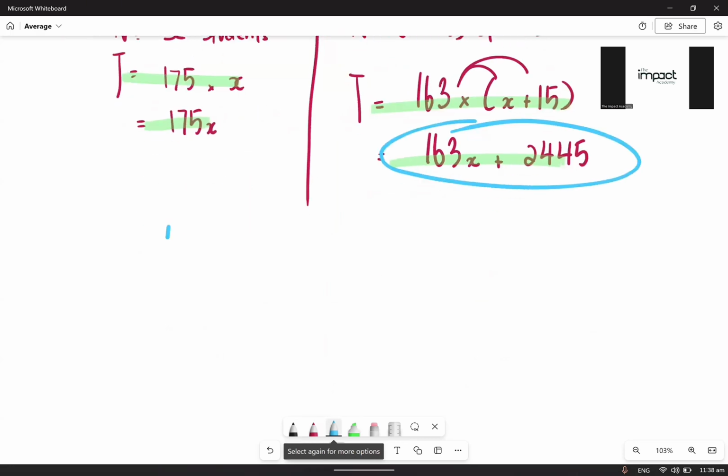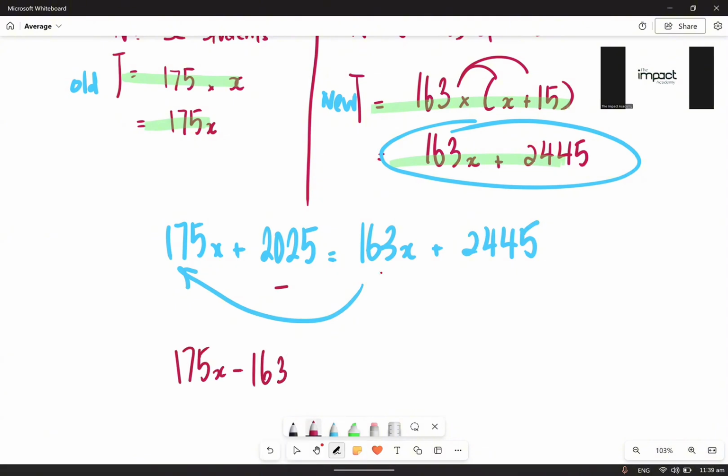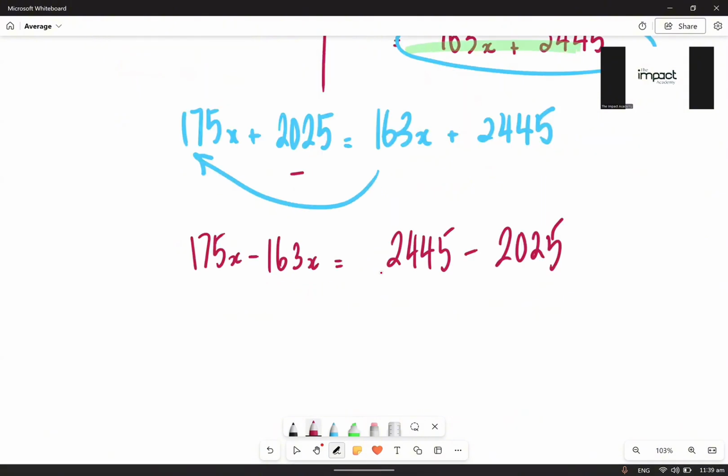So what I want to do is balance the equation. I will add the 2025 over here to my old total because my new total is greater. Okay, so I will just write this out first. Same family seat together. I will bring my 163 over, and minus, so 175x minus 163x is equal to 2445 minus 2025. 175 minus 163, when I do that, I will get 12x. It's equal to 2445 minus 2025, and I'll get 420.